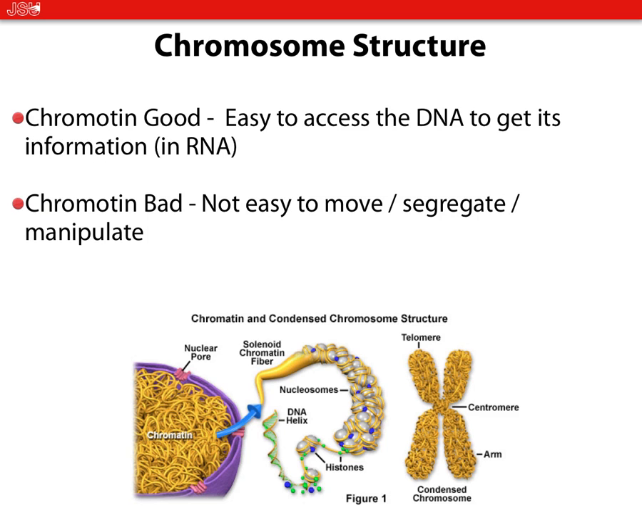Now, chromatin is good. This is what you should know. Chromatin is good. It's easy to access the DNA, get to the information. Okay. It's that spaghetti-looking stuff on the left. That's what it's good for. I can get to the DNA, get to that information. But chromatin's bad because it's not easy to move, or we call it segregate. We can't move that around a cell when it separates into two.